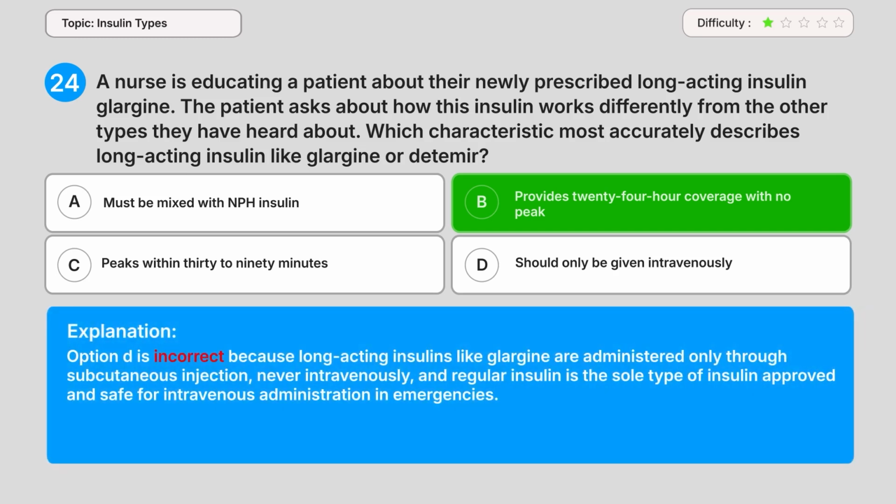Option D is incorrect because long-acting insulins like glargine are administered only through subcutaneous injection, never intravenously, and regular insulin is the sole type of insulin approved and safe for intravenous administration in emergencies.